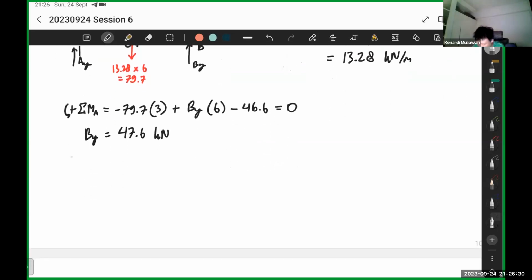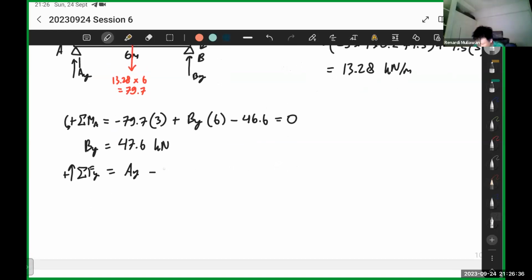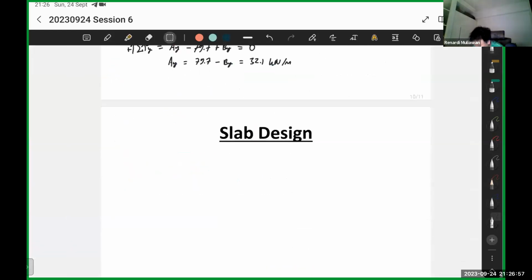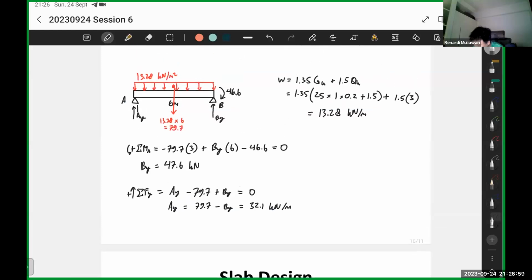And then you can take the sum of Fy, sum of vertical forces. So you have Ay going up, you have 79.7 going down, you have Dy going up. Okay, so Ay is just 79.7 minus Dy. So that's 32.1. So okay, this is your MOM.